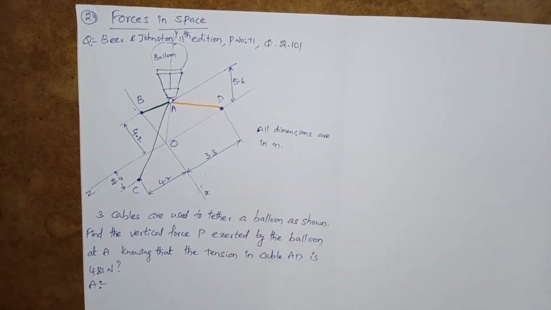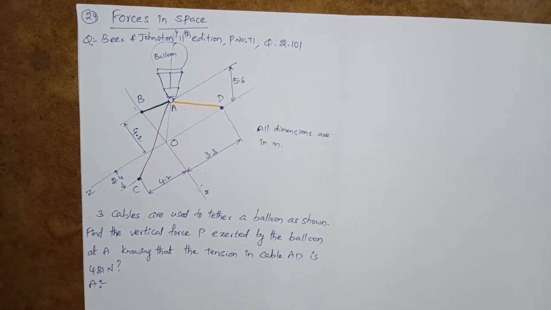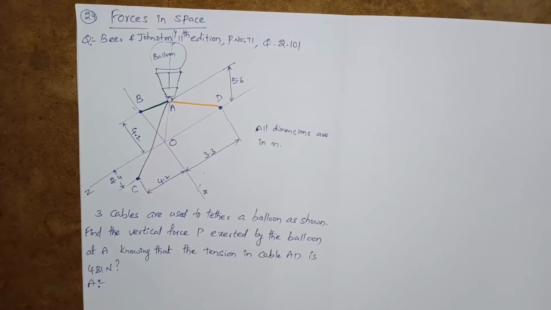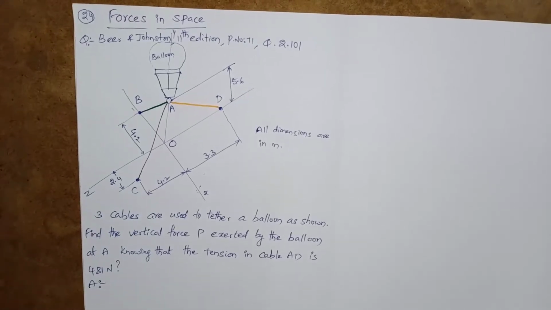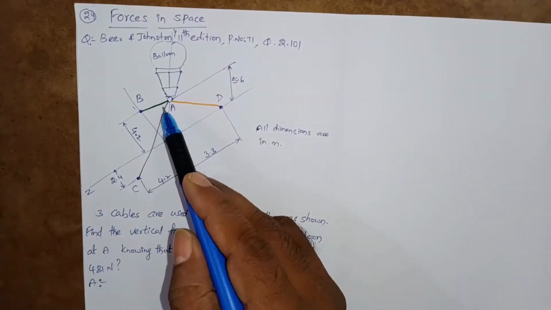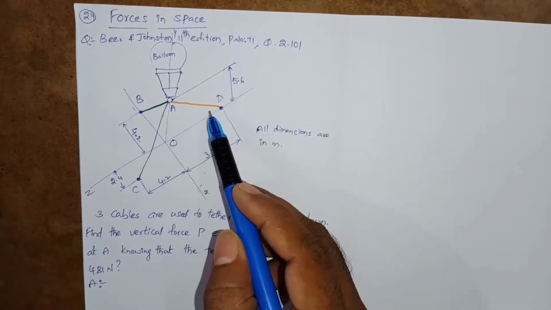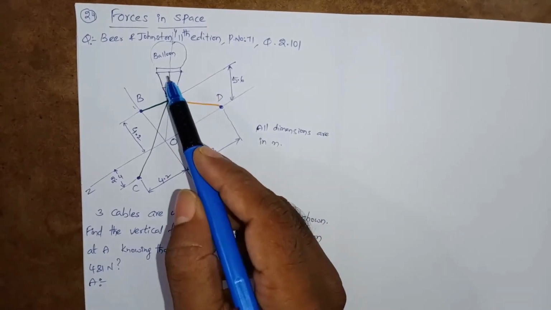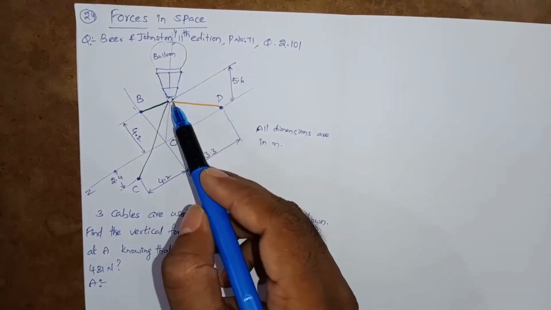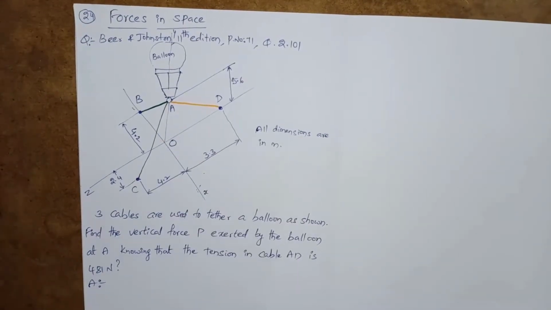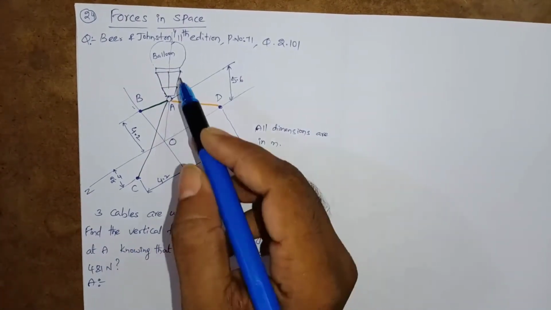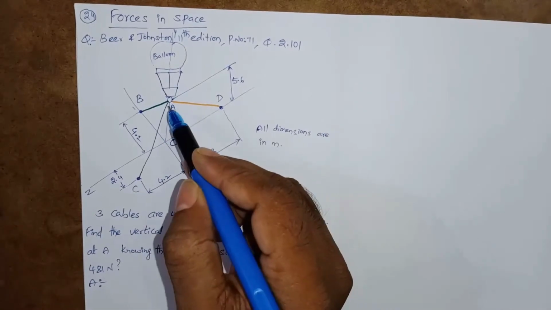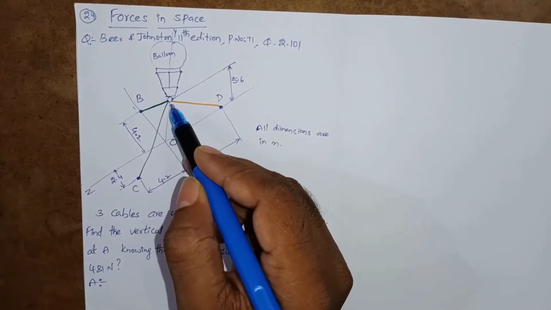is 481 Newton. So the approach to this problem is, because there are three cables, there exist three tensions, and there is going to be one vertical force exerted by this balloon at point A. That is a total of four forces at point A, and point A is in equilibrium.